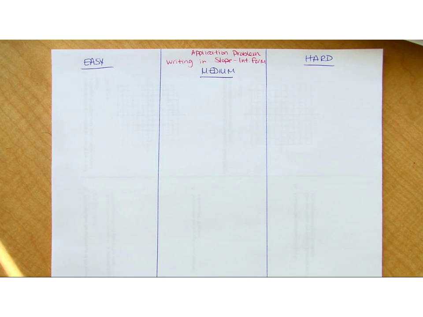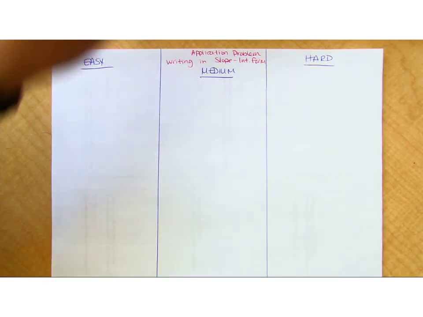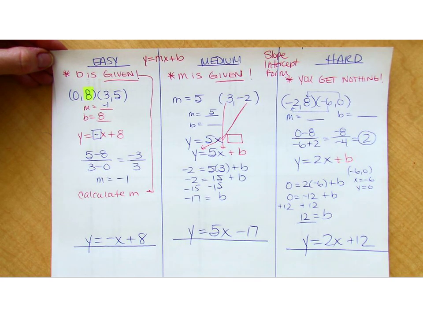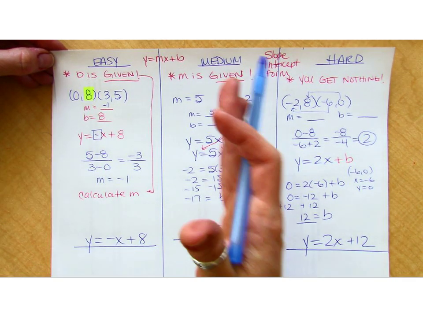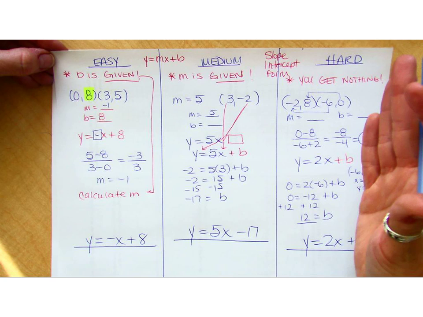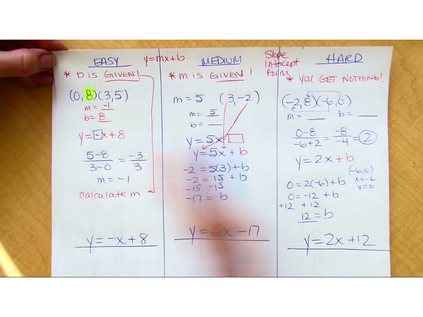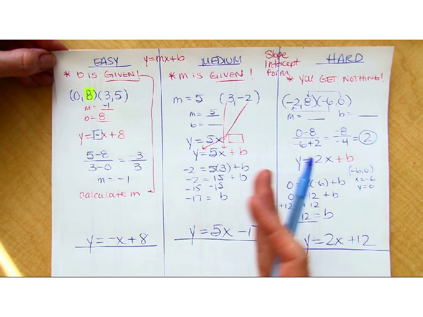Let's say, so now we're talking application problems on each of these easy, medium, hard problems, okay? I'm going to give you a problem, and you have to say, oh, the B is given. I'm going to solve it this way. Oh, in this problem, they're giving me the slope. Oh, in this problem, I don't get anything. So you're going to have to read the problem and decide which one of these three it fits, the easy, medium, or the hard one.